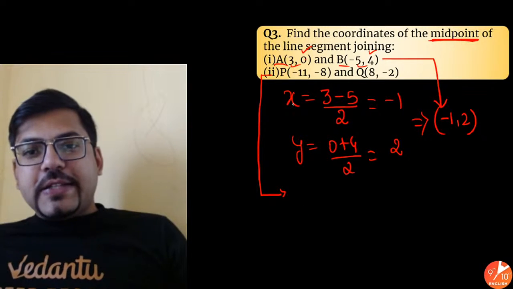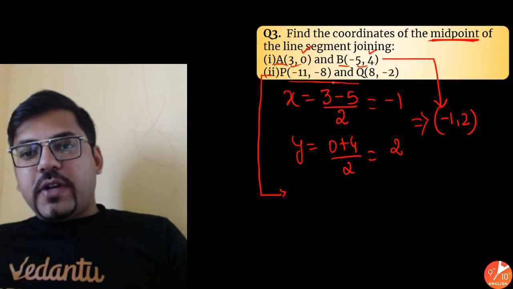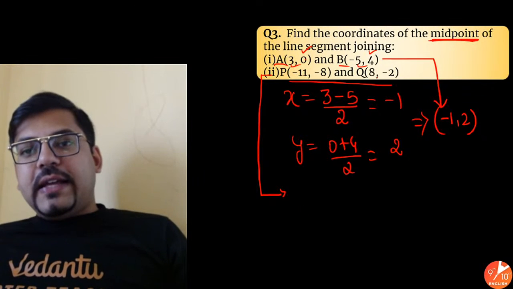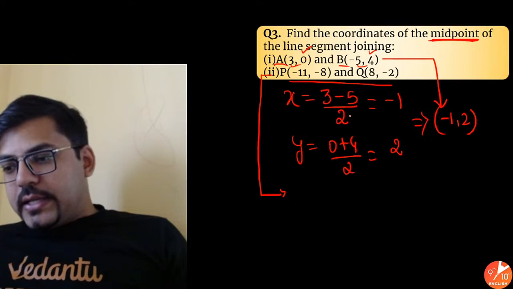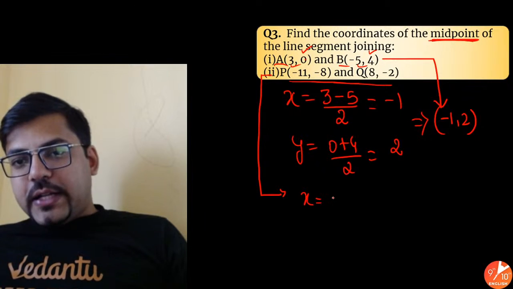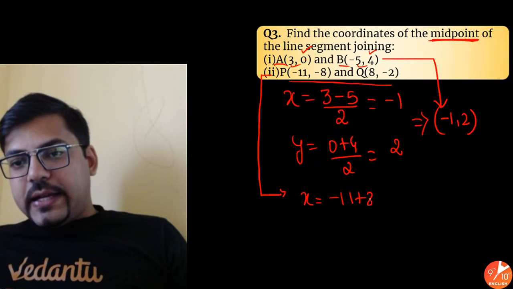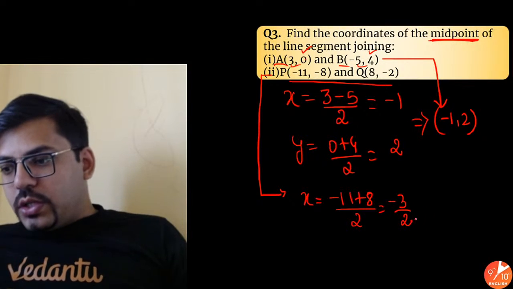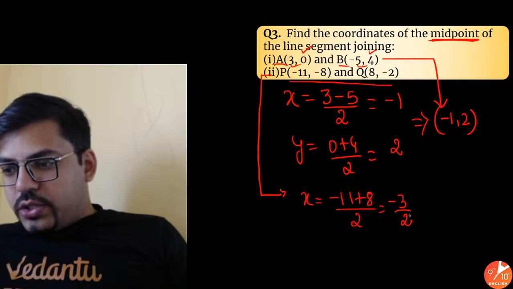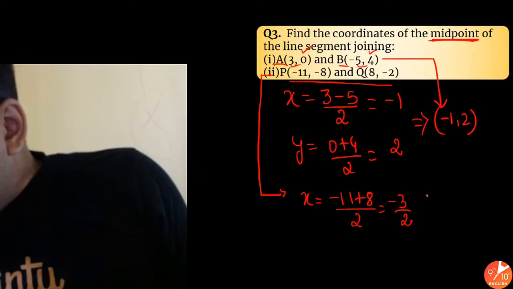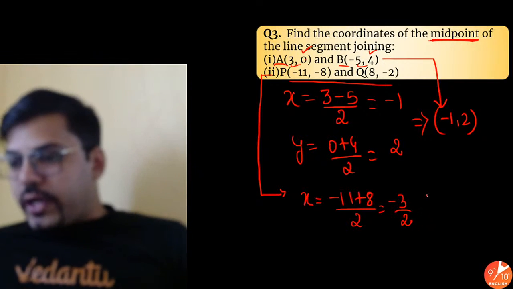So who can give me the answer of the second one? Quickly tell me the answer. Second one: -11 plus 8 divided by 2, and -8 minus 2 divided by 2. So I guess, did you all get the answer? Tell me the second one. -11 plus 8 divided by 2, I guess that should be -3 by 2. Ashutosh, I don't think it's right. Jyeshtha has got it right.